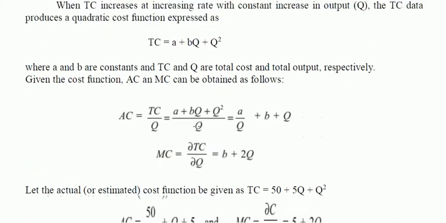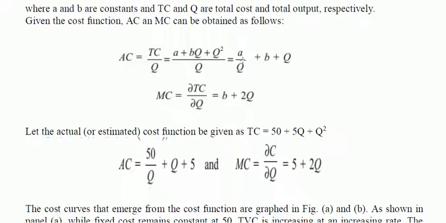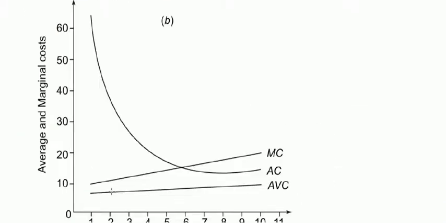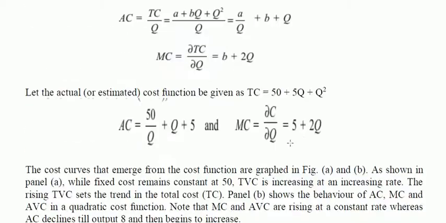Okay, and again if we do the same thing, we find average cost by dividing by Q, so we get A by Q plus B plus Q, and marginal cost we get by applying the derivative, and we are getting B plus 2Q. So in this case, we'll get this kind of curve. This is my average variable cost. This is my average cost. This is my marginal cost. It is increasing slightly. So you can see here, there is a 5. Whatever we are getting, we are multiplying it by Q and adding 5. That's the reason my marginal cost is increasing slightly.